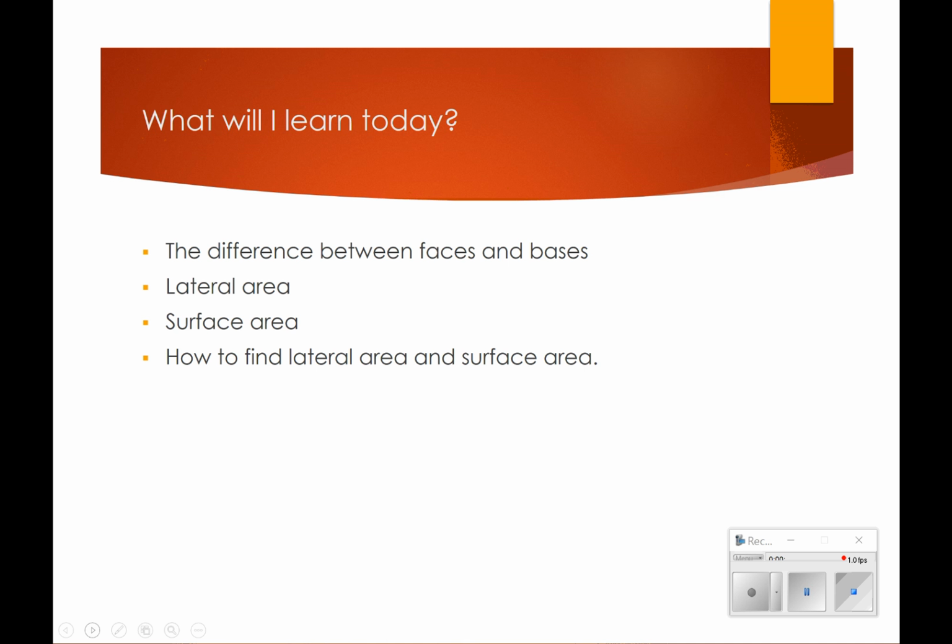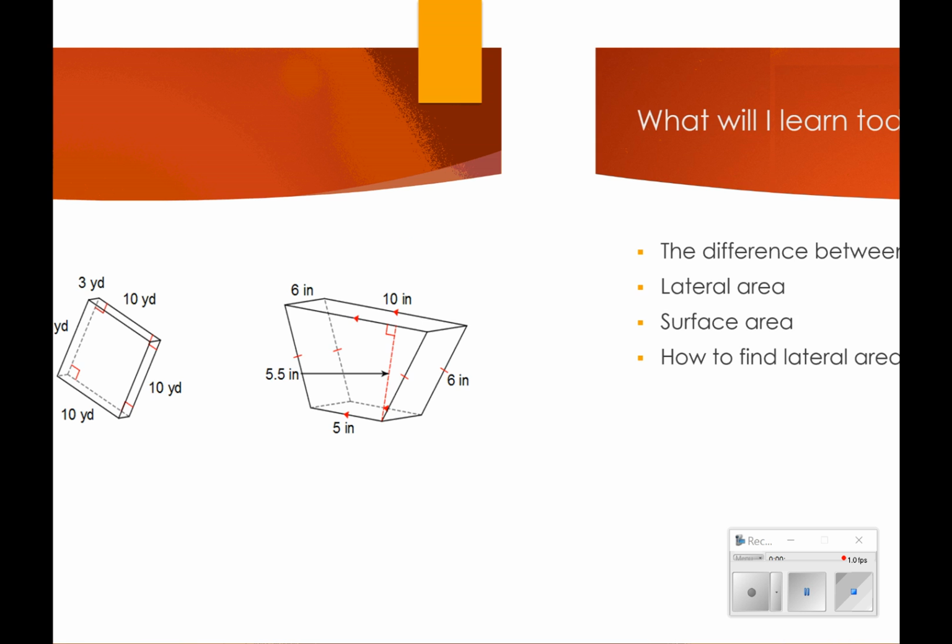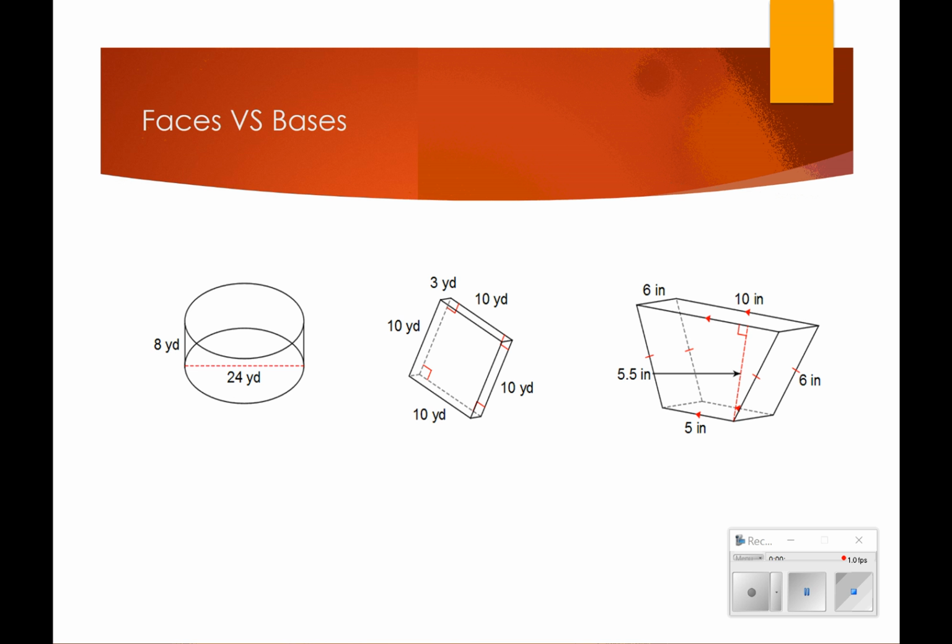So the first thing we want to look at is what is the difference between faces and bases? Okay, so the bases, as it says in your notes, are the two parallel sides. Most of the times they're non-rectangular. So in the case of this cylinder here, the circle in here is one of my bases, and the one that's totally parallel to it, the top, is the other base. In a rectangular prism, it's really hard to tell what the base is because it could be anything you really want it to be.